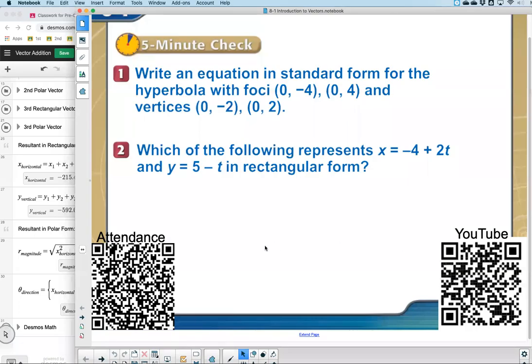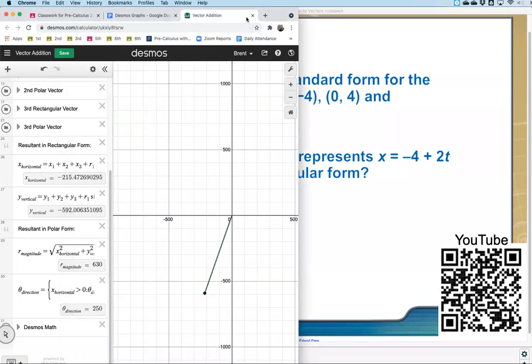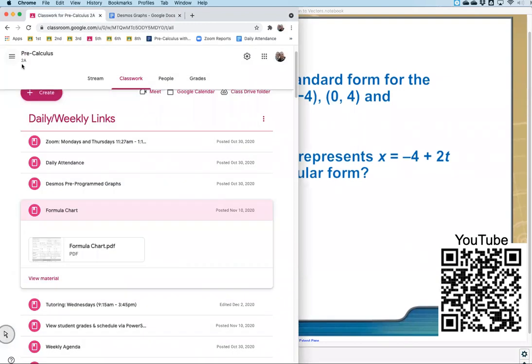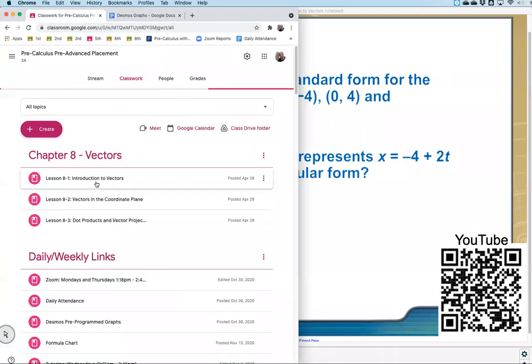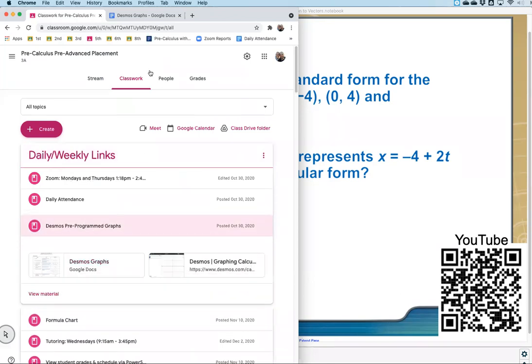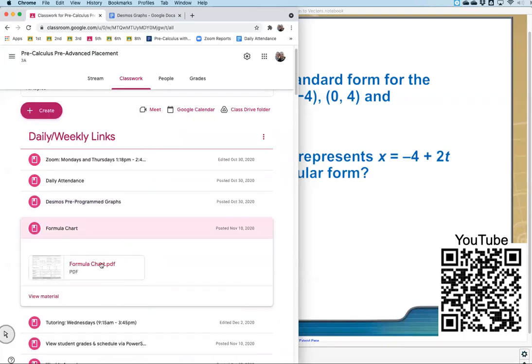We're going to take a look here at lesson 8.1. Some things you might want to open up in particular, if you go to your classroom, is for the bell ringer, we will use the formula chart. But after the bell ringer for lesson 8.1, I'm going to get away from the formula chart and walk you through, and we will use Desmos to help us out mathematically to solve these problems. I would encourage you to open up the Desmos pre-programmed graphs as I have opened up in that tab. But for the bell ringer, I will use the formula chart.